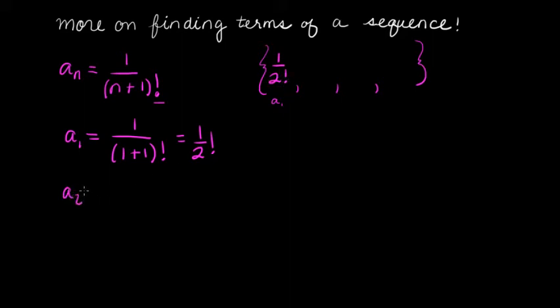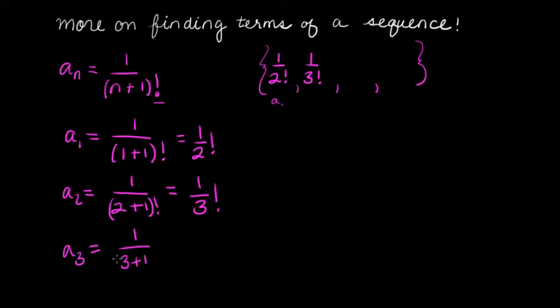Let's jump to a sub 2. This gives me 1 over 2 plus 1 factorial. This gives me 1 over 3 factorial, 1 over 3. A sub 3 gives me 1 over 3 plus 1, which gives me 1 over 4 factorial. And we notice the pattern here. We are just adding 1 to the denominator, so we know our fourth term is going to be 1 over 5. All right.